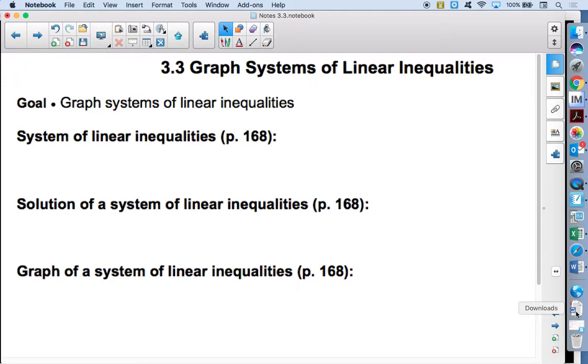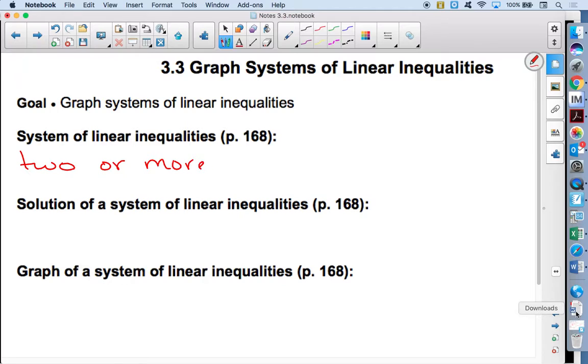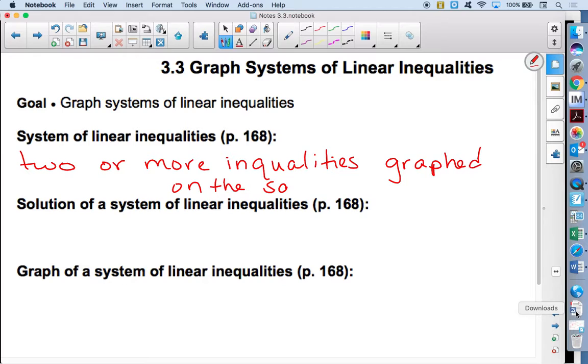Alright, so we're going to be doing systems of inequalities today instead of systems of equations. So when you have a system of equations, you graph your 2 lines, you look to see where they cross, where they intersect. With a system of inequalities, it's 2 or more inequalities that are graphed on the same axis or on the same grid.